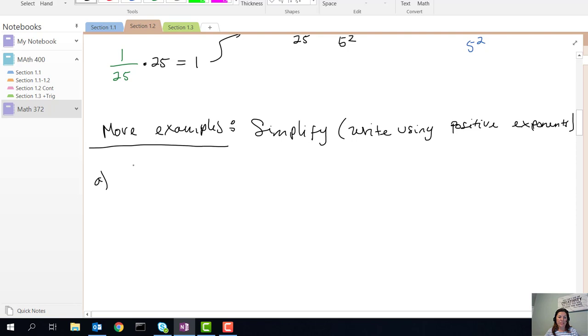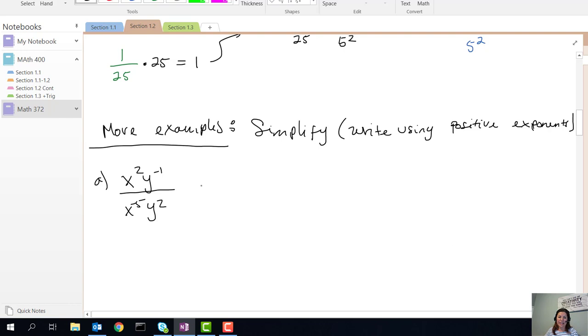So the first one is, say, x squared y to the minus 1 over x to the minus 5 y squared. So how do we simplify that? Using positive exponents, and also simplifying the expressions using the properties of exponents. So here I have some negative exponents.